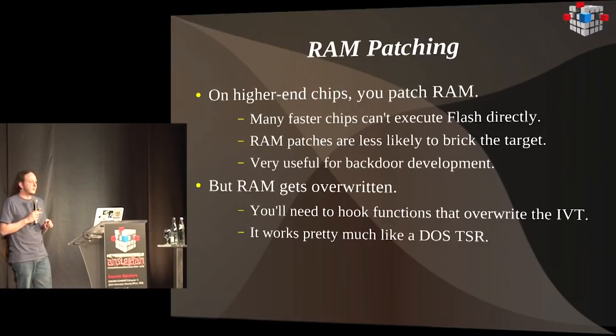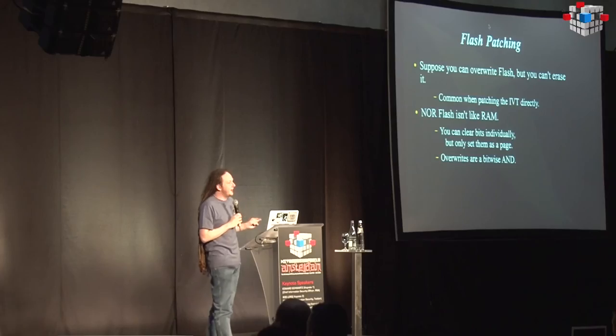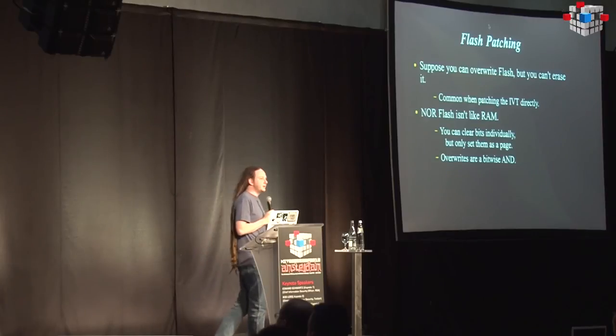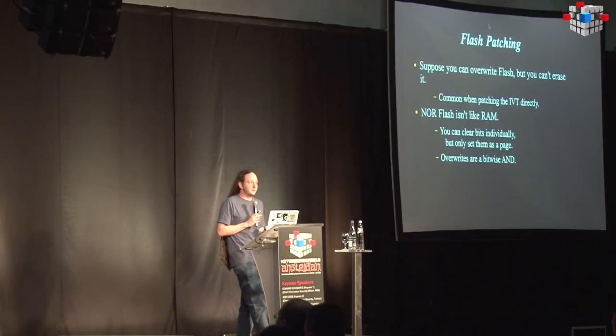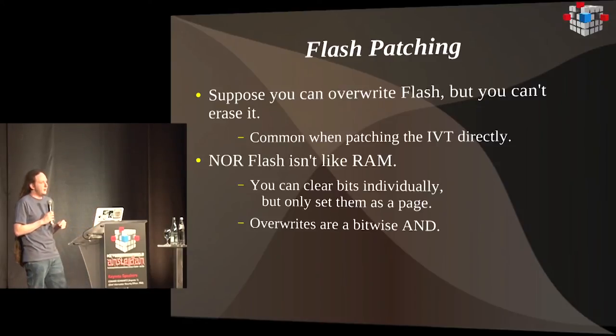Now, on a higher-end chip, you would patch RAM. Because many of these chips can't execute flash directly, they copy everything into RAM, and then you just patch RAM. This works just like a TSR would in MS-DOS, and all of your traditional hooking functions work. But when you're patching flash, it's different, because there are cases in which you can overwrite flash, but you can't erase flash. This is common when you're trying to patch the interrupt table directly, because all hell breaks loose if the interrupt table is in flash memory. You can't move it, and if you erase it, there are no valid interrupts and you've bricked the chip.